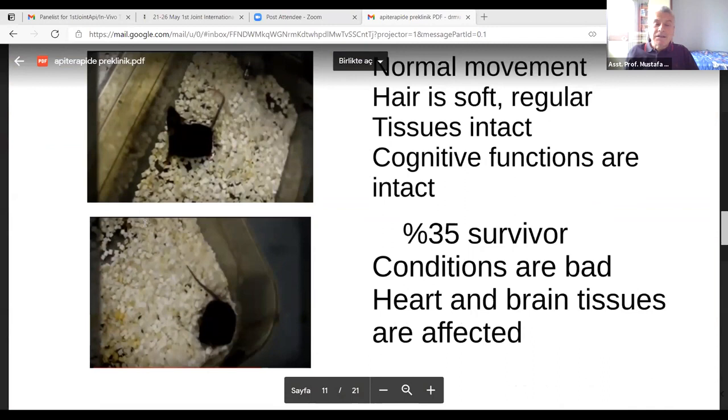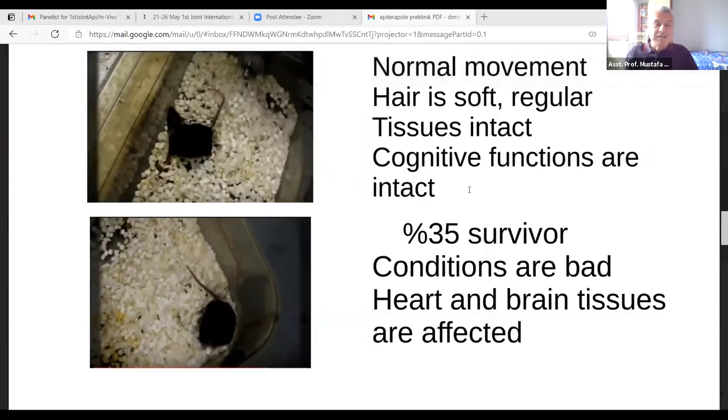As you can see here, it's a wonderful study. In the first picture, we see the inquisitive, normal-looking rat with cancer. Tissues intact, cognitive functions intact. But in the bottom picture, we see another one, really bad, prostrated, and only about 30% of them survived.